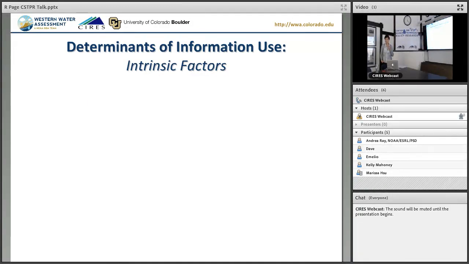So in terms of the intrinsic factors that we heard in our interviews, first and foremost, scale was the most important thing that water managers talked about. They want a product to reflect the geographic scale at which they're operating. They want something that's going to reflect their specific drainage, and a regional projection of drought in the Western Slope is going to be too large of a geographic scale to be meaningful to them. So scale was a really big thing that came up.